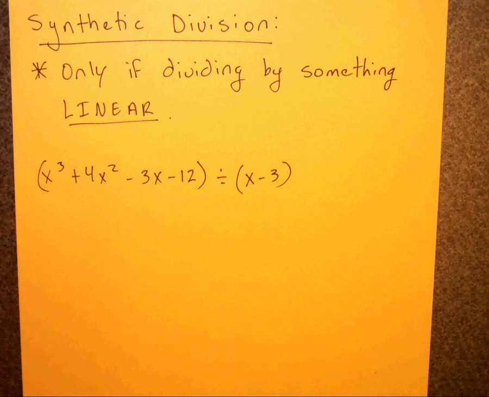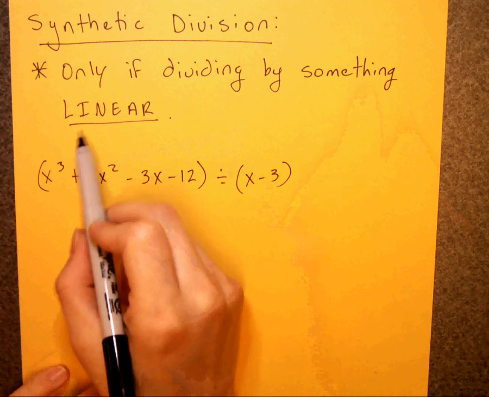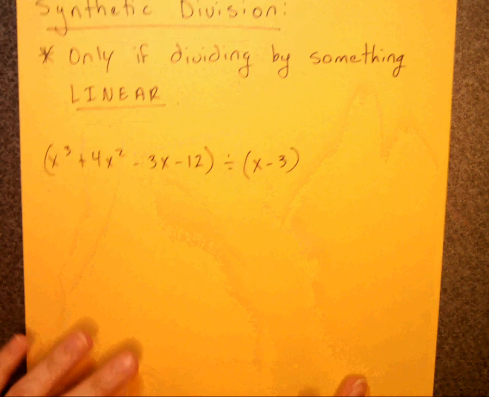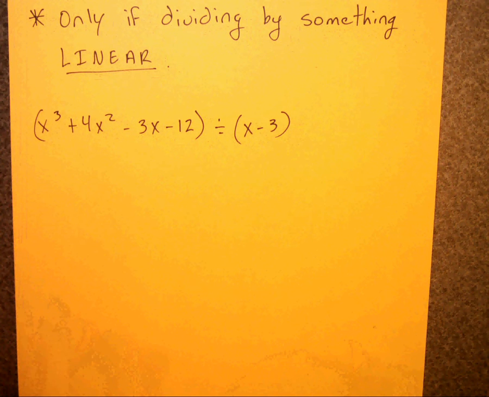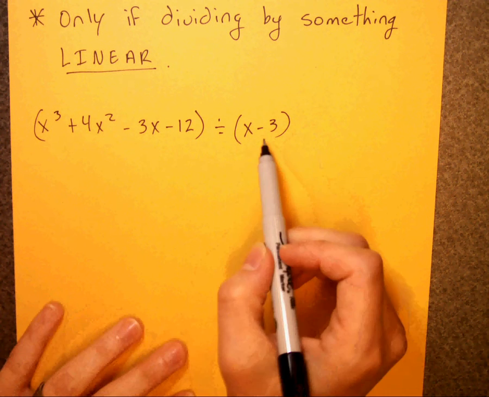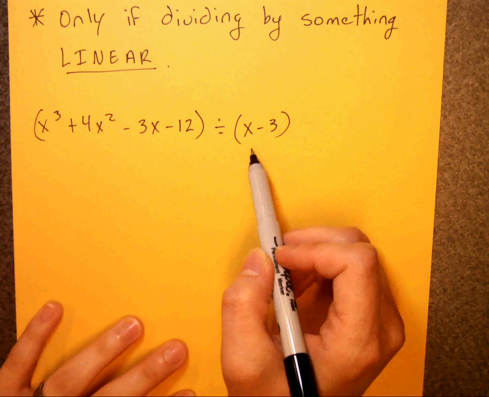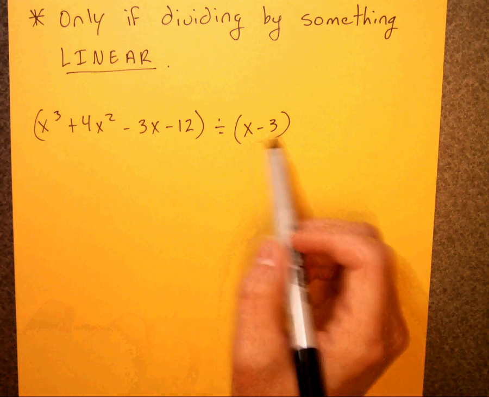Alright, so alternate method, synthetic division. Remember, synthetic division can only be used if we're dividing by something linear. So we have this example, x cubed plus 4x squared minus 3x minus 12 divided by x minus 3. What we're dividing by is linear, simply x to the first, so I have a linear function.